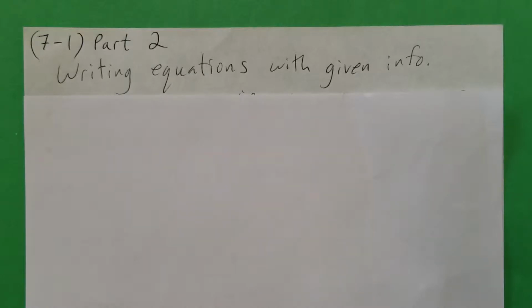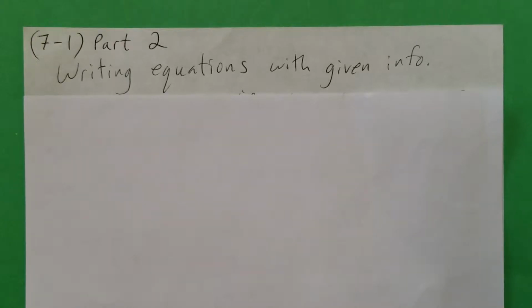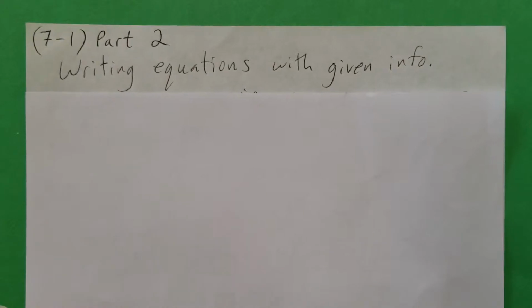So let's finish up 7.1. This is part 2. So this is way shorter. I was even thinking about attaching it to part 1 because it's really quick. So we talked about rearranging an equation so it looks the way we want it to look. It becomes in standard form. Now we want to write equations in standard form, of course, but not from another equation, but with given information.